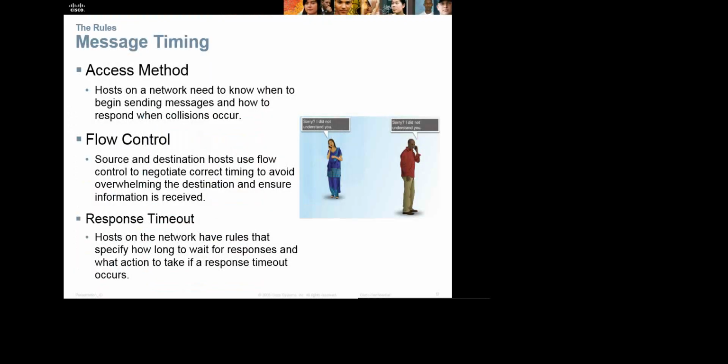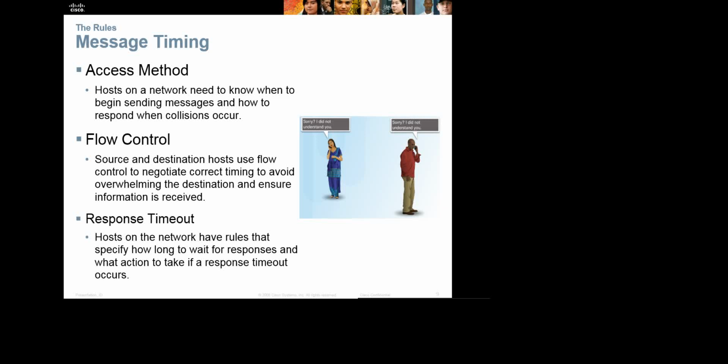Another thing that you need to be aware of is flow control. Source and destination hosts use flow control to negotiate correct timing to avoid overwhelming the destination and to make sure that the information is received. So, same model I used before. If I speak too fast, some words are going to get dropped. Right? Now, up to a limit.